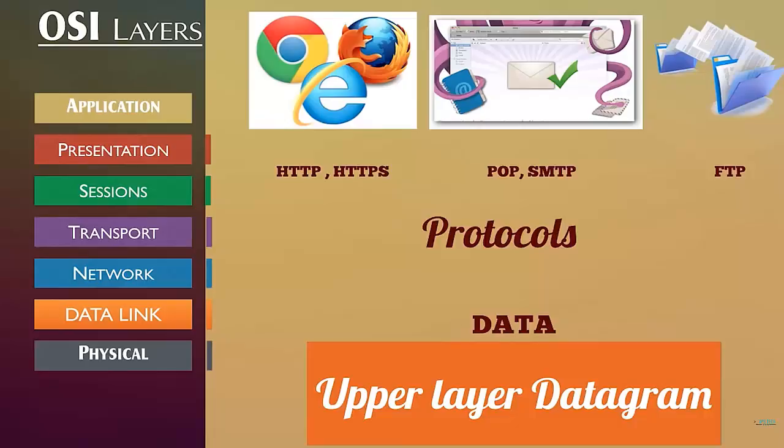Popular protocols are HTTP and HTTPS for web surfing. For emails, you have POP and SMTP, and for file transferring you have the FTP protocol. The data in this layer is called the upper layer datagram.